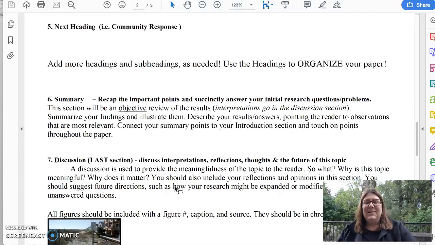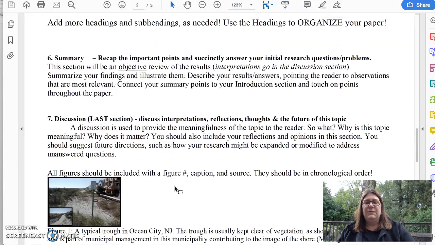Okay, the last 2 headings you're going to have are the summary and discussion. The summary is going to recap the main points, the important points that help you succinctly and effectively answer your research questions. So you're going to have 2 or 3 paragraphs in your summary where you very directly answer your research questions with the main points that you've learned through your research. This shouldn't be anything new. It should be recapping what you've already discussed in your paper.